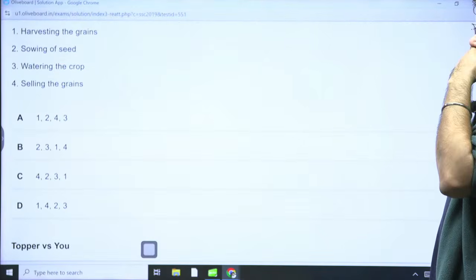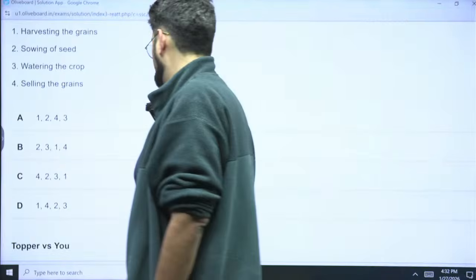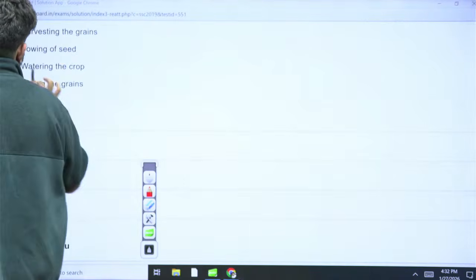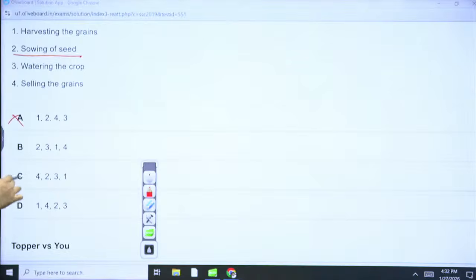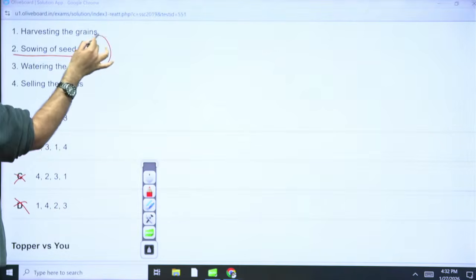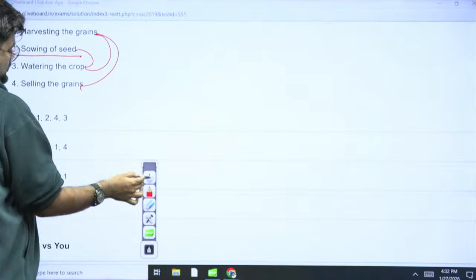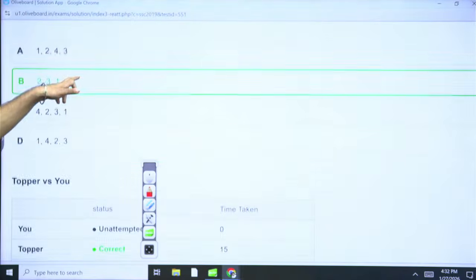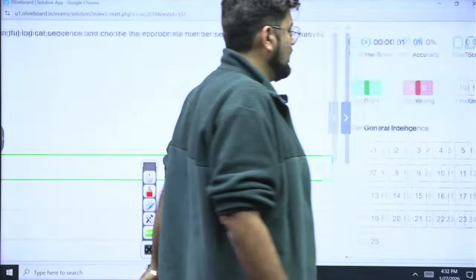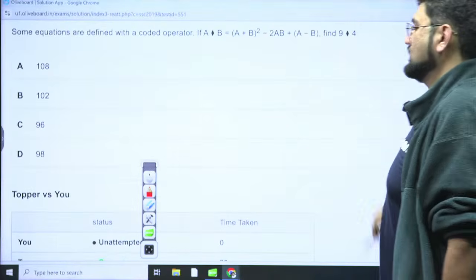Meaningful sequence: harvesting the grains, sowing of seed, watering the crop, selling the grains. What can be done here? So obviously you will sow the seed first. We'll start with 2. That makes option B the correct answer. Sow the seed, water the crop, harvest the grains, and sell the grains. Okay. Option B is the correct answer. If you know what needs to be done at the first step, only then will you get your answer. 15 seconds. See, in the end, a lot of time was saved actually. There was not a single problematic question here actually.